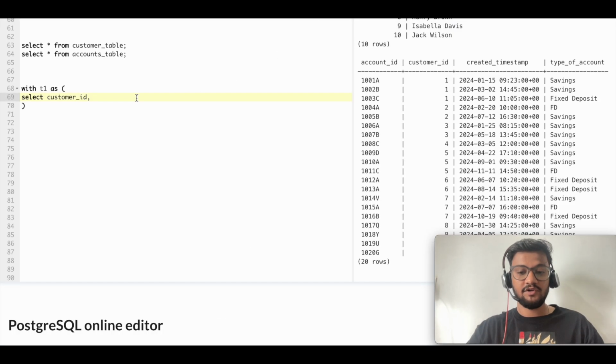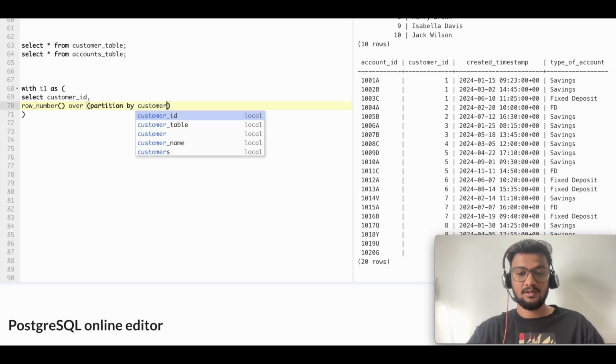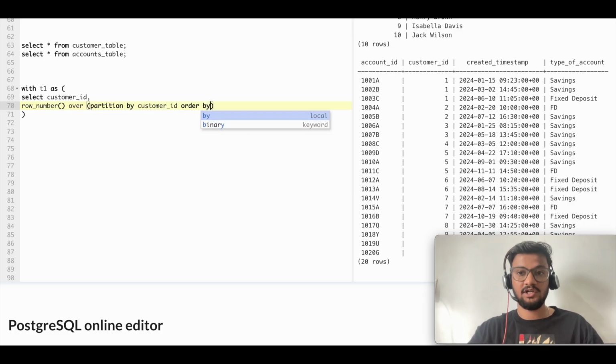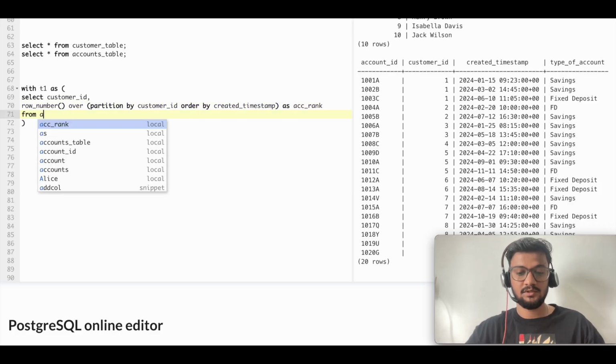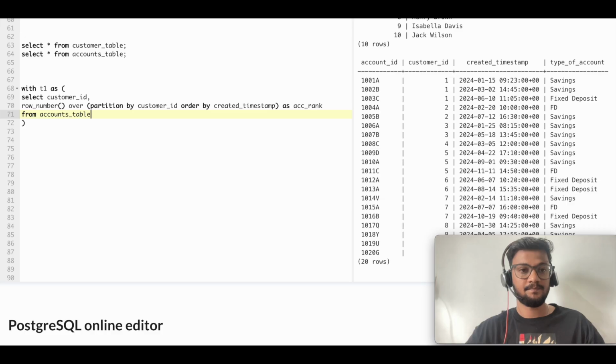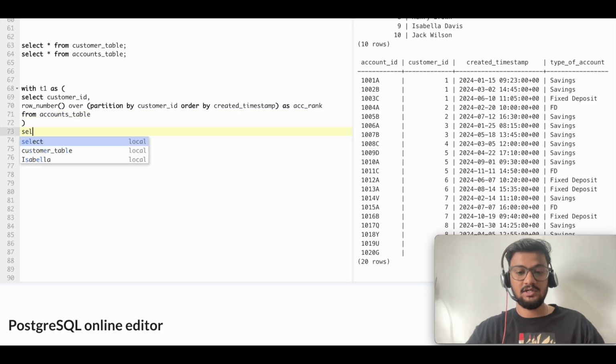So for that we will be using the window function. So it will be customer ID, comma, row number over partition by customer ID and ordering by created timestamp. Now we can leave it as blank because by default it is always in ascending order, as my account rank from accounts table. Let's just see the output of this.